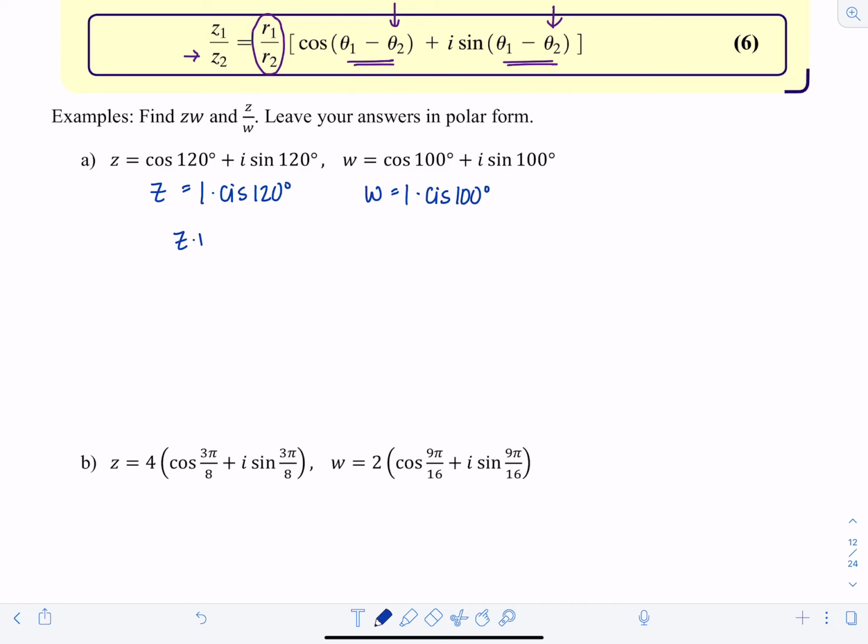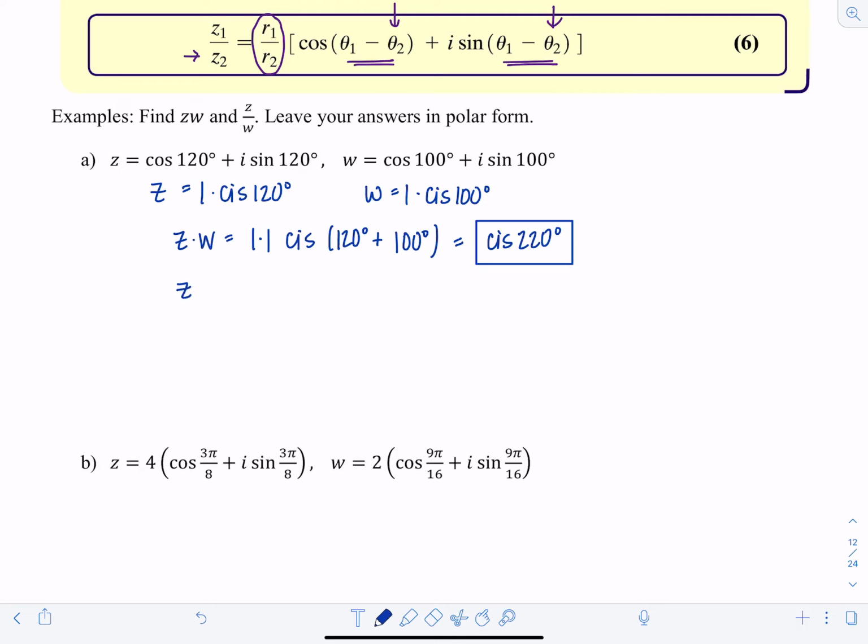So Z times W is going to be 1 times 1 cis of 120 plus 100. 1 times 1 is 1, so I just have cis of 220. And I can leave it in polar form, so I don't have to figure out what cosine and sine of 220 are, which is good because they're not very nice. They're not from our unit circle.